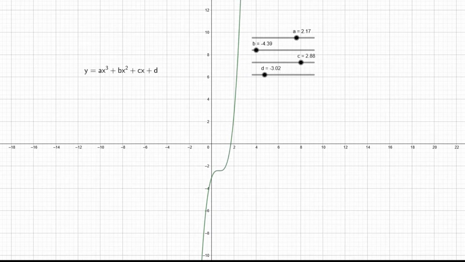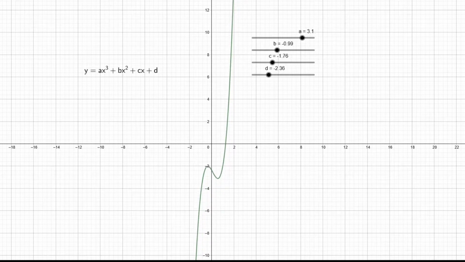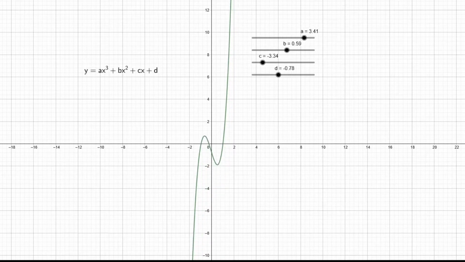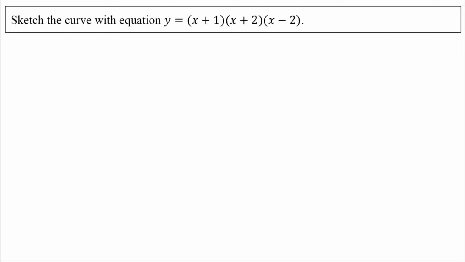How are we going to be able to tell these situations apart? And how are we going to be able to decide how to draw the graph of any given cubic equation? We'll investigate this using some examples. In this example, we're asked to sketch the curve of the equation y equals (x plus 1)(x plus 2)(x minus 2). The fact that this is already factorized will make our life quite easy.